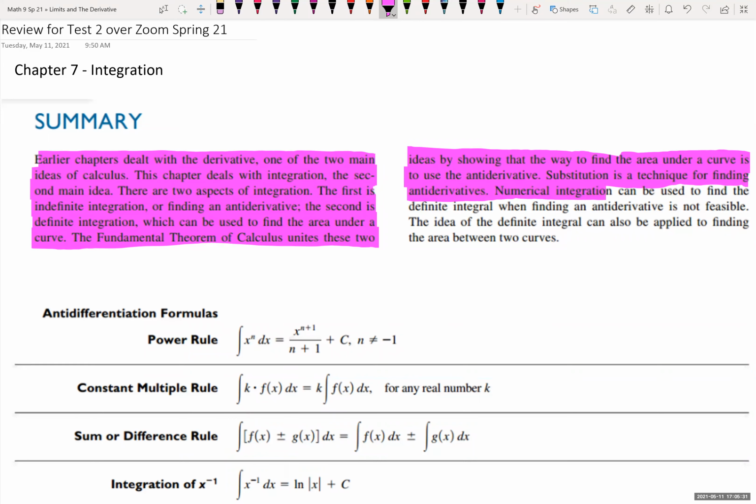Numerical integration, which we actually didn't look at, can be used to find the definite integral when finding antiderivatives is not feasible. The idea of the definite integral can also be applied to finding the area between two curves, which was the last thing that we looked at in here. And so we looked at the indefinite integrals and integration rules that are below.